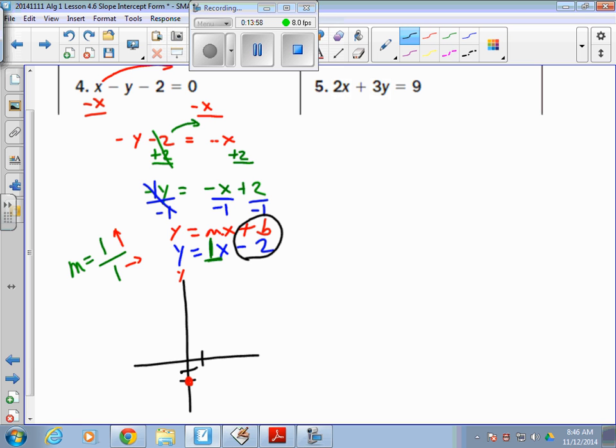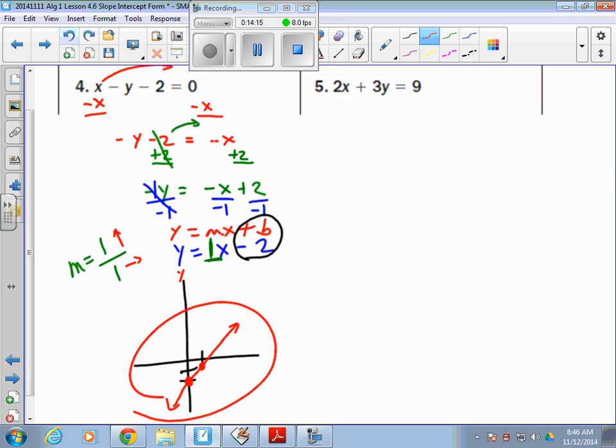So we have to make ourselves one more mark. We go up 1 and over 1 with our second point, and when you graph that line, it's going to look like that. And that's the graph of that line. You're going to do the same thing for number 5.